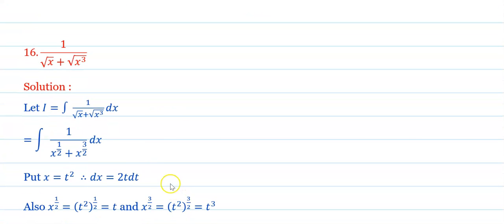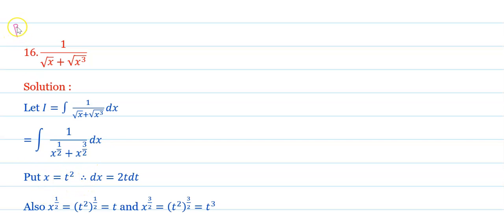Now the next problem, problem number 16. Integral of 1 upon root x plus root of x cube. Very nice problem. आता बघा इथे I is equals to integral 1 upon root x plus root of x cube. 1 upon root x means what? X raised to 1 upon 2 plus root of x cube means what? X raised to 3 by 2. Okay, into dx. Now here this substitution.